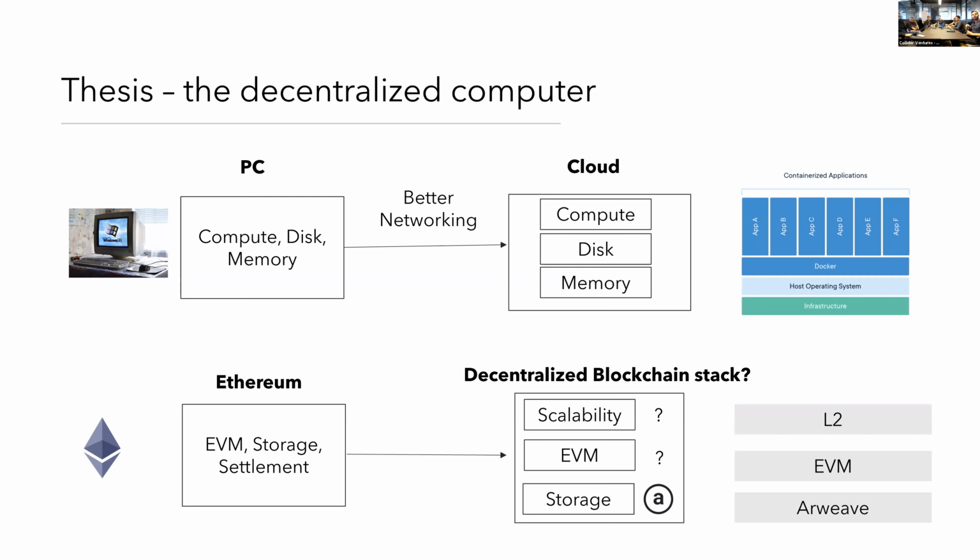So I think what we're seeing, if we think about going from the PC to the cloud, is this: with the personal computer you have the components of compute, disk, and memory. Then we got better networking, which is the infrastructure for the internet built by the big telecom providers during the 2000s. So we could shift the computers to the cloud.